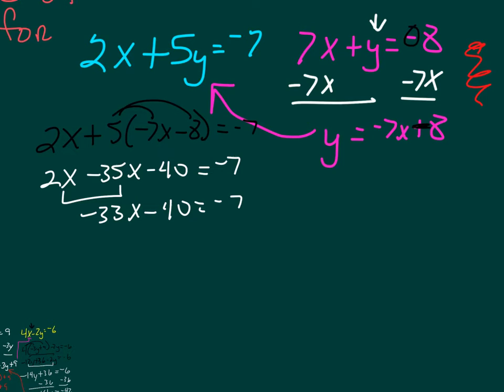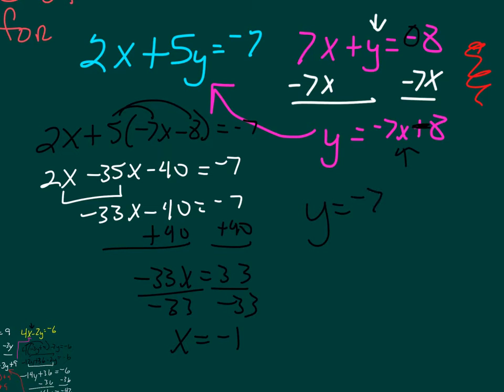All right, then I'm going to add 40 to both sides. And when I do that, you're going to see some things start to be clear. Bring down your negative 33x. And this turns out to be a positive 33. Well, lo and behold, divide both sides by negative 33, and x equals negative 1. Plug it back into this equation right here, and you get y equals negative 7 times negative 1, and then, of course, minus 8. And you get y equals positive 7 minus 8, which is actually negative 1. Therefore, you have an intersection of negative 1, negative 1.